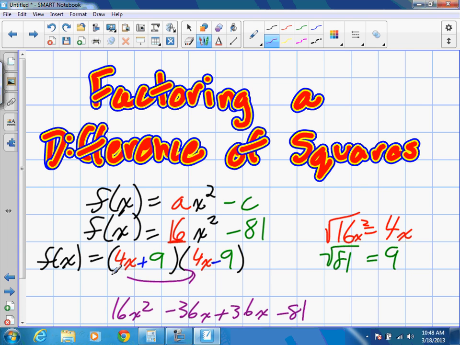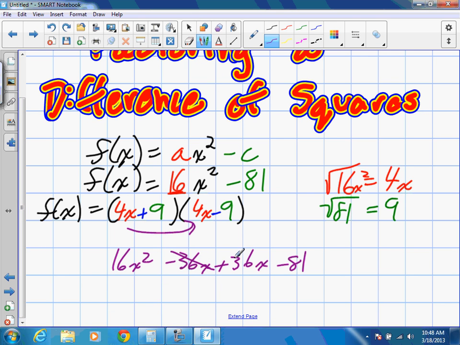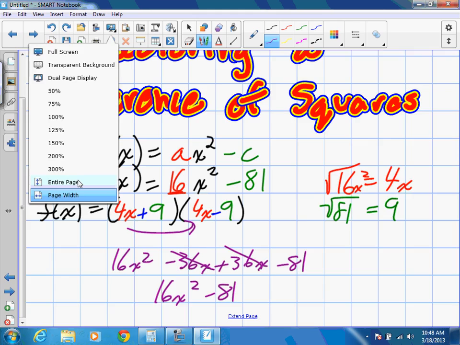What happens to the two middle terms? Cancel out. 16x squared minus 81. And that's how you can check. All of your factoring answers can be checked by just foiling. Okay?